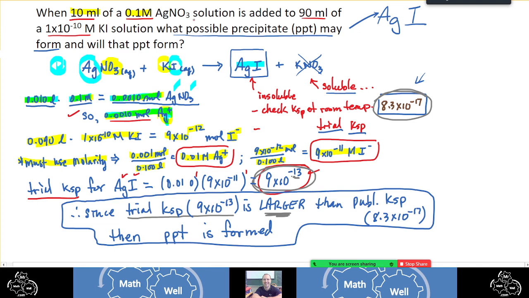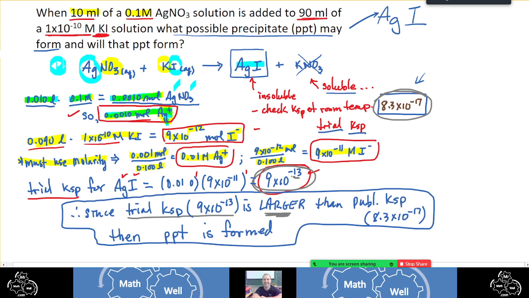But let's take a look at the iodide. So where does the iodide come from? Well, it comes from here, and I've got this many moles per liter. So I'm going to take 90 milliliters, that's 0.090 liters, times my concentration, which gives me this number. That's the number of moles of iodide that I have. So I've got moles of silver ions, and I've got moles of iodide ions.